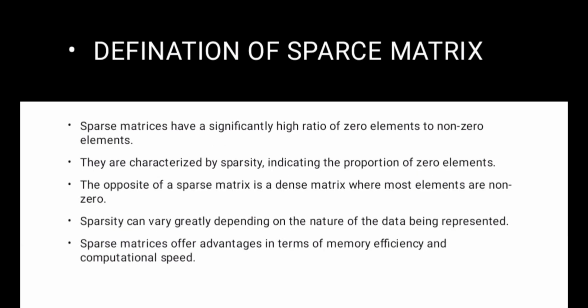Okay, now let's see what actually a sparse matrix is. Sparse matrices have a significantly high ratio of zero elements to non-zero elements. As I said, the number of non-zero elements is lesser than that of zero elements in the sparse matrix, and they are characterized by sparsity, indicating the proportion of zero elements. Opposite to the sparse matrix is the dense matrix, where most elements are non-zero. As the sparse matrix contains more zero elements, the dense matrix contains more non-zero elements.